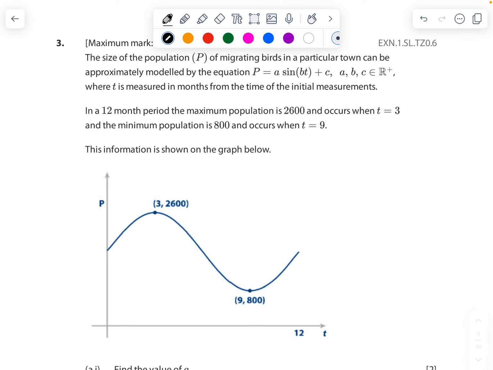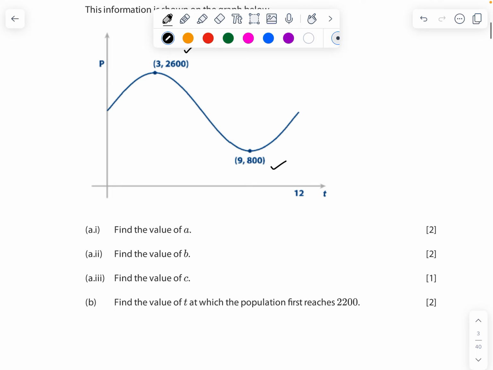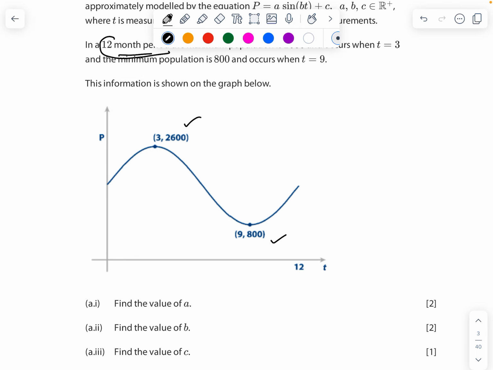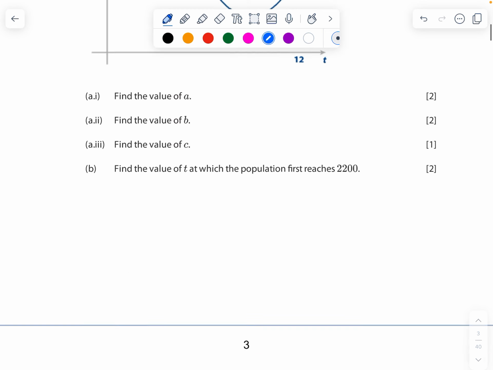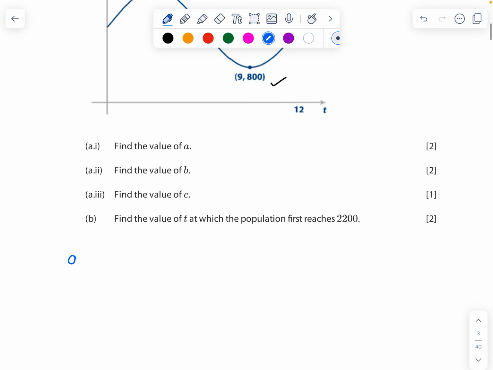The size of the population of migrating birds is given by this formula. In a 12-month period, the maximum population is 2,600 and the minimum population is 800. Find the value of A. How should I be able to get the value of A? You need to remember the formula. For part A1, A will be equal to highest minus least value divided by 2. That is how I get the amplitude.